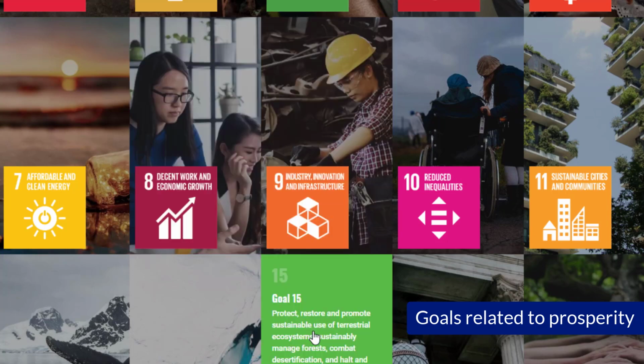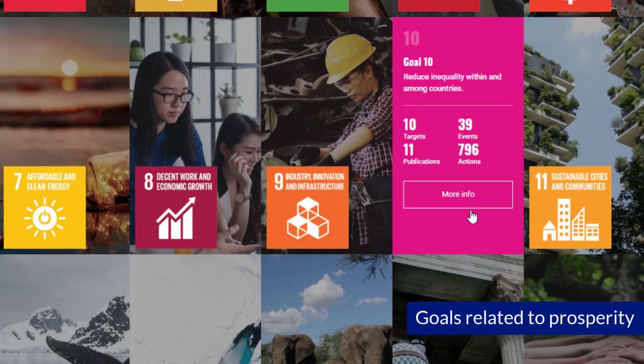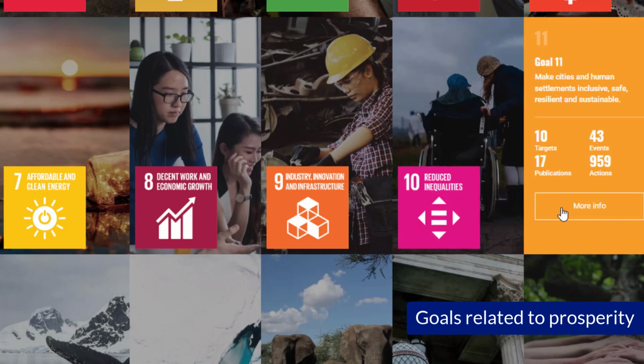Goal 9, industry, innovation and infrastructure, build resilient infrastructure, promote inclusive and sustainable industrialization to foster innovation. Goal 10 is reduced inequalities, 10 targets, reduce inequality within and among countries. And goal 11, make cities and human settlements inclusive, safe and resilient, again 10 targets.